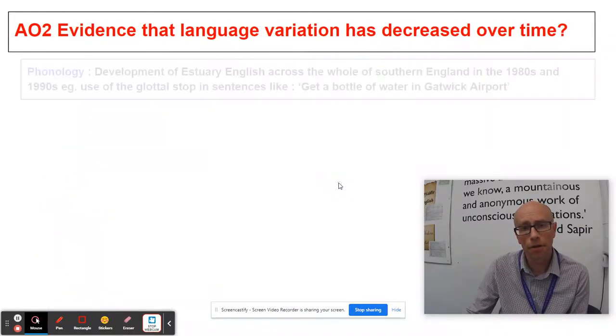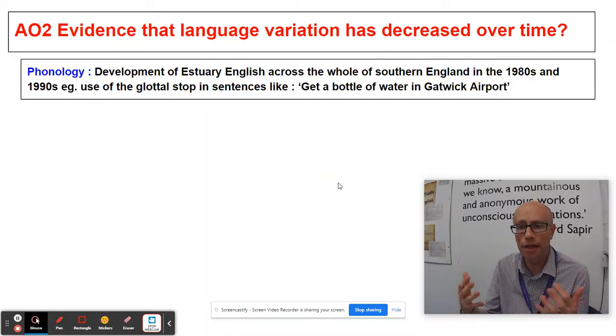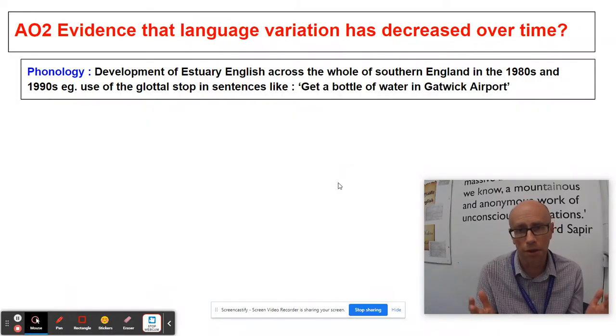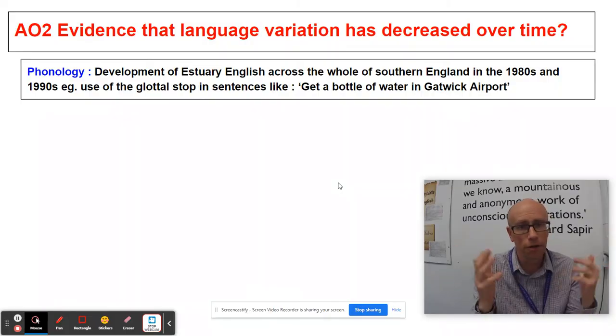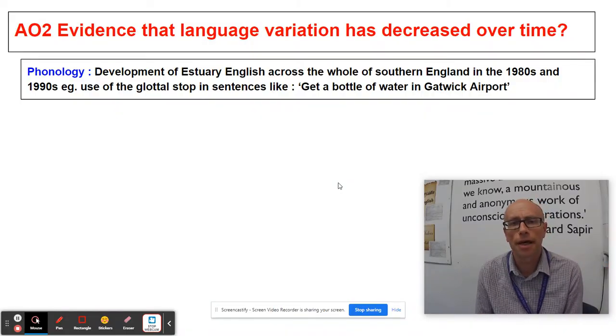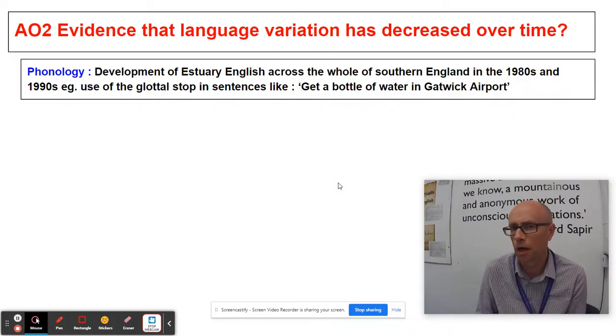Okay, so what other evidence can we think of? Well, if you're getting stuck in the exam, always run through your language levels. Try and think, right, what have I said about phonology and grammar and graphology and all the rest of them? So, for example, on phonology, we have the development of Estuary English, which is a kind of halfway house between RP and Cockney. So we've got this development of Estuary English across the whole of southern England, and that process sort of starts in the 1980s and goes through into the 1990s.